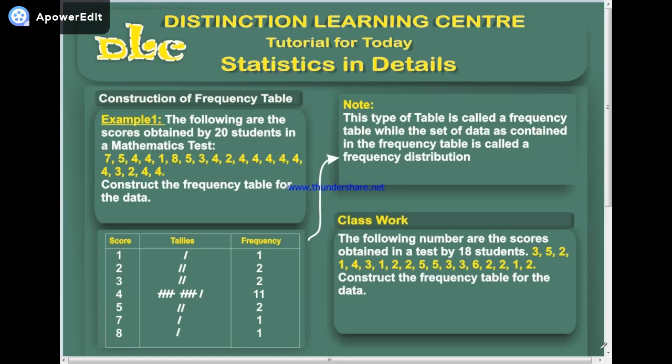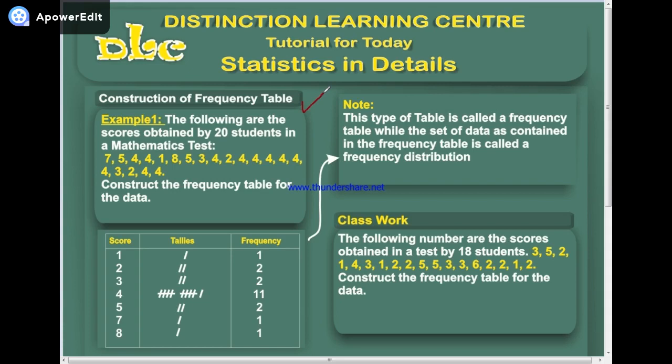Our tutorial for today is still statistics in details, in which we are moving to the fourth lecture, which is construction of frequency table. Now, what is the meaning of construction of frequency table? This is just the act of constructing a frequency in form of a table. That is the act of organizing data into a frequency table.